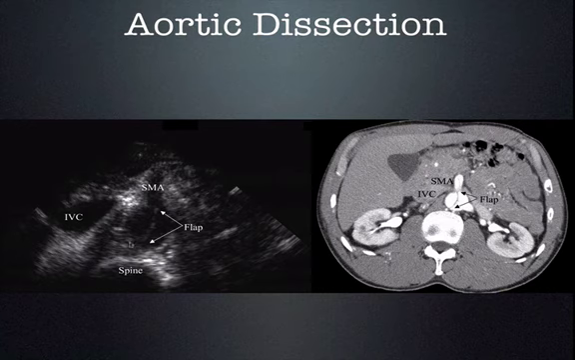So this is what an aortic dissection looks like on ultrasound. Here we have the spine, the inferior vena cava, and this is the aorta at the level of the SMA takeoff. And you can see this small flap, this intimal flap, that is dissected off of the wall of the aorta and flapping as the blood flows by.